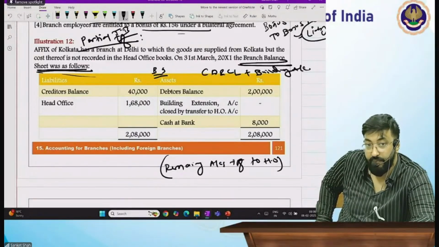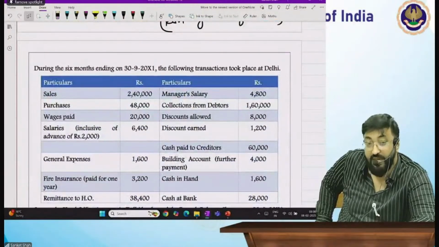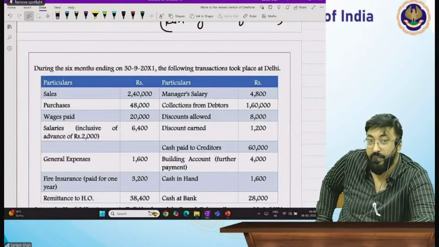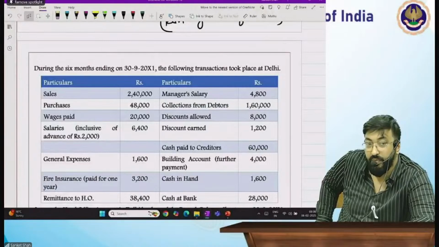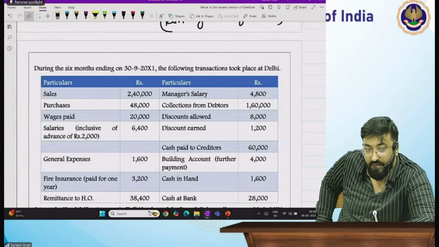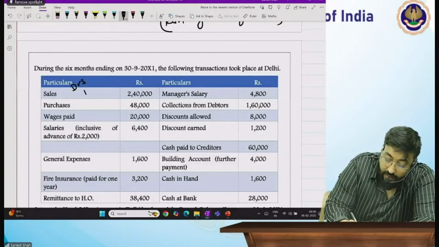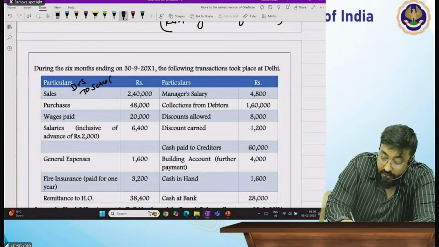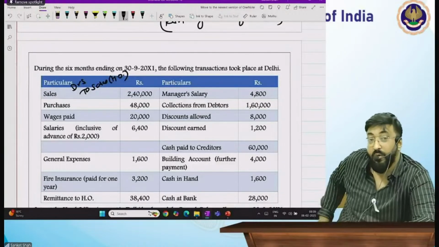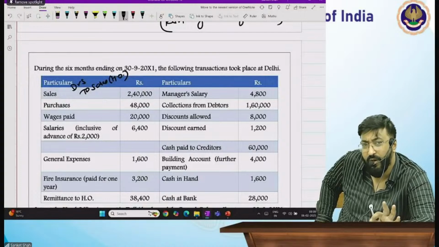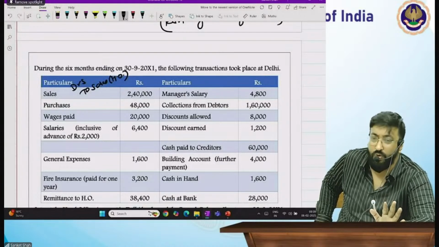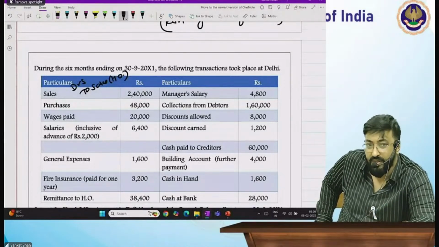Now sales entry. What is normally the sales entry? Cash or bank proceeds? No, debtors. If nothing is given, always assume credit sales. So who will maintain debtors? Branch. And sales we will transfer to Head office. So in brackets, only for understanding, you can write HO. Purchases account debit to creditors.